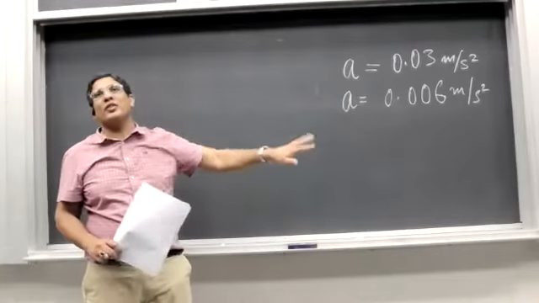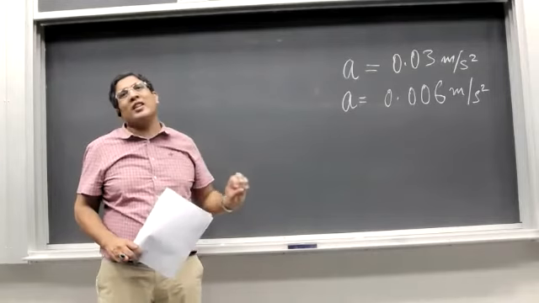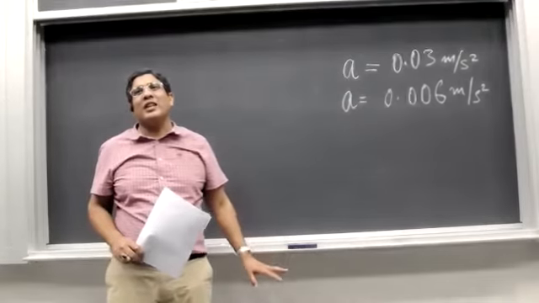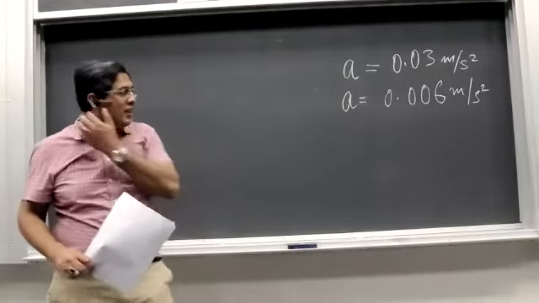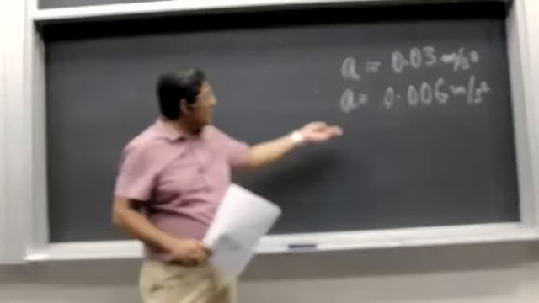The uniform motion, the motion with constant speed, is fine for an observer. Okay, it's a perfectly fine inertial observer. It's only when the frame of reference is accelerating.